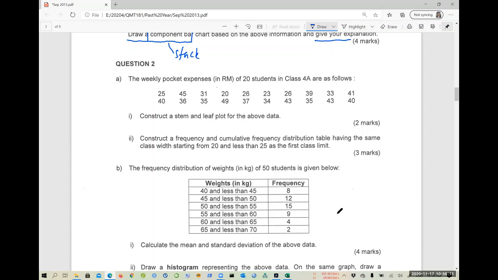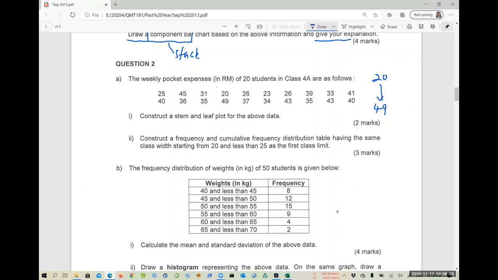And then they ask you to construct a stem and leaf plot. Okay, how to construct a stem and leaf plot. So what you need to do right now is to identify the lowest and the highest. So in this case, the lowest here is 20. Okay, and then the highest that you have will be 49, I guess. So that means your range is between 20 through 49.